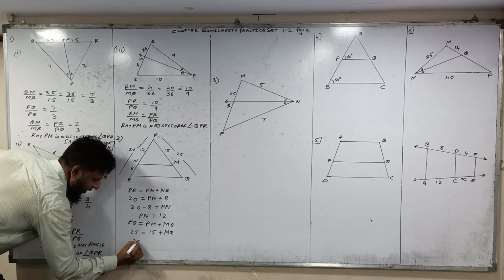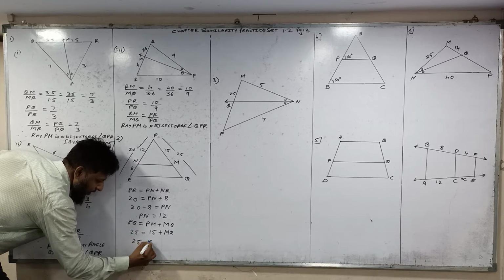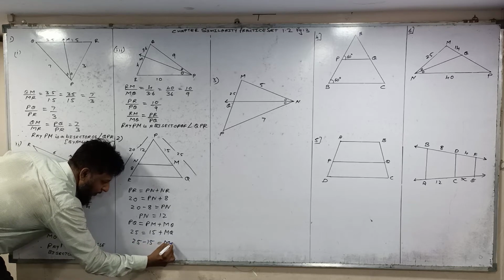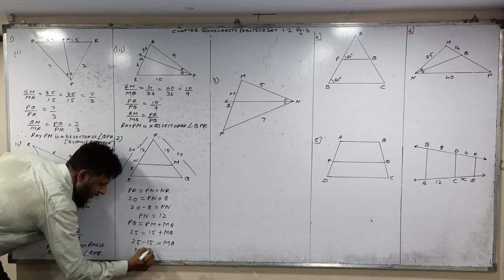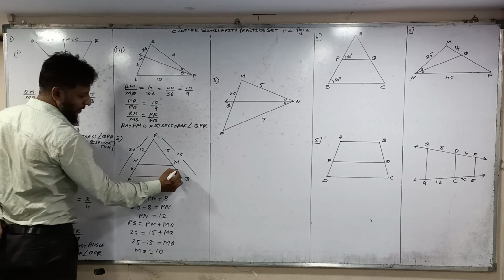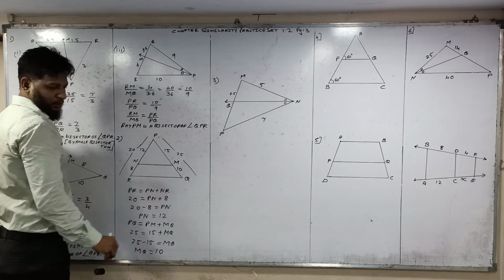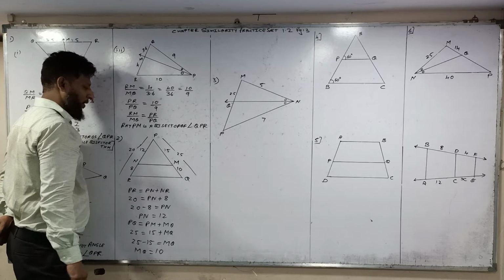So 25 as it is, 15 will come to the left-hand side, minus 15, and MQ. Now the value of MQ is equal to 25 minus 15, 10. So you get the value of MQ is 10. Now you have to see whether NM is parallel to RQ or not.